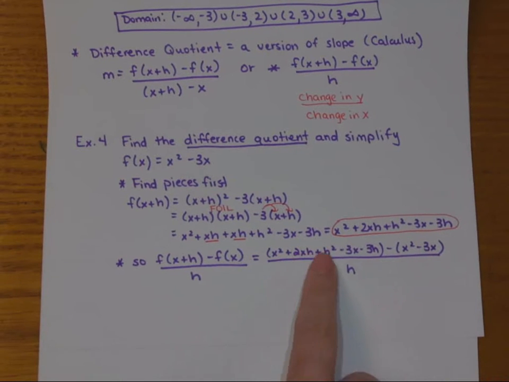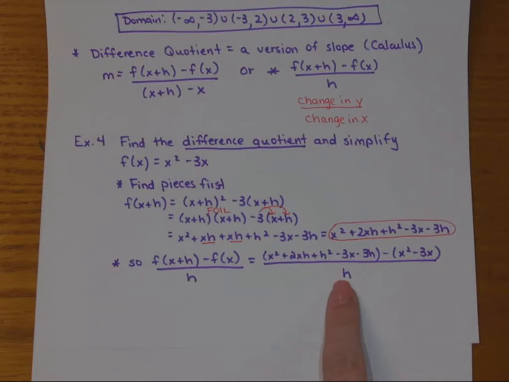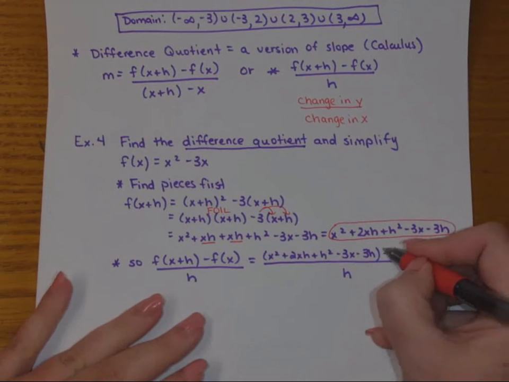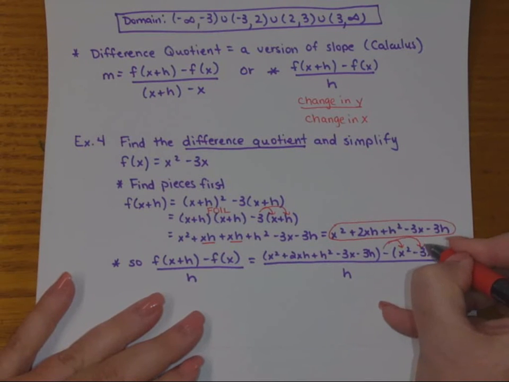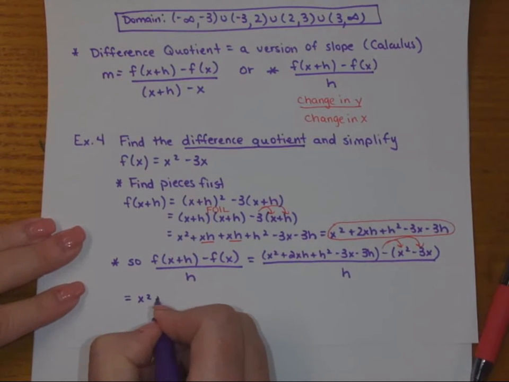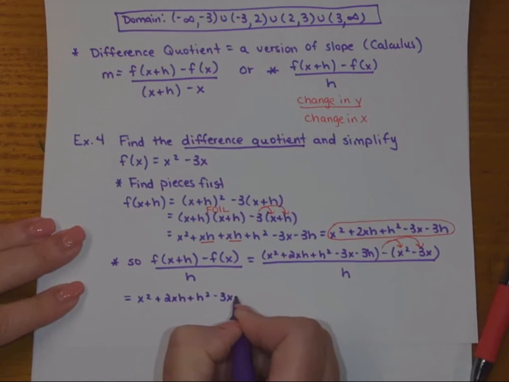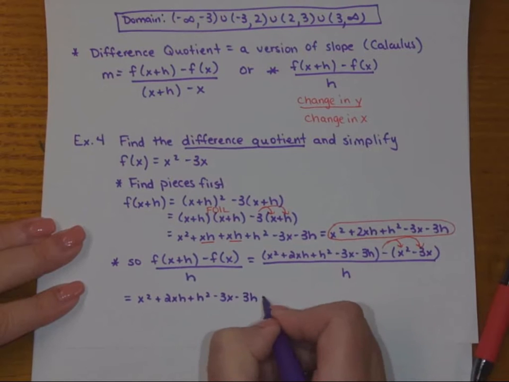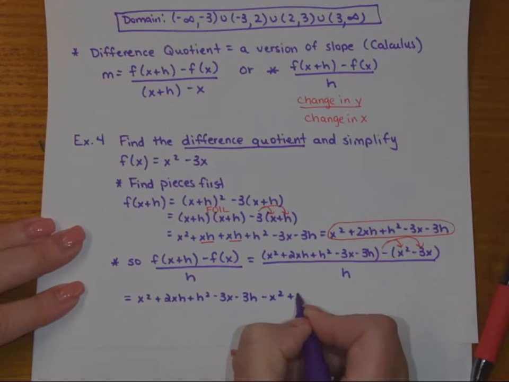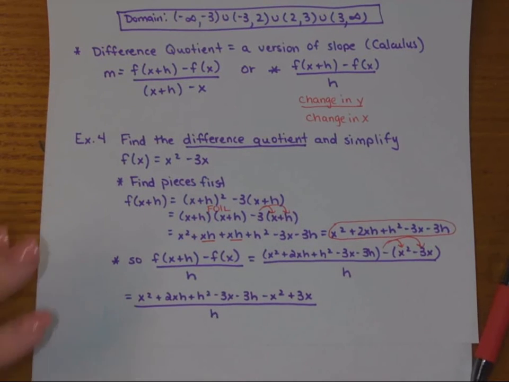So just to recap, this is f of x plus h. We're subtracting off f of x, and we're going to divide it by h. Okay, but again, we're just going to baby step it. So if we distribute this negative sign here, I'm going to rewrite it all again. The first parentheses, the signs don't change, but because of the minus sign in front of the parentheses, it changes the signs of the second parentheses.